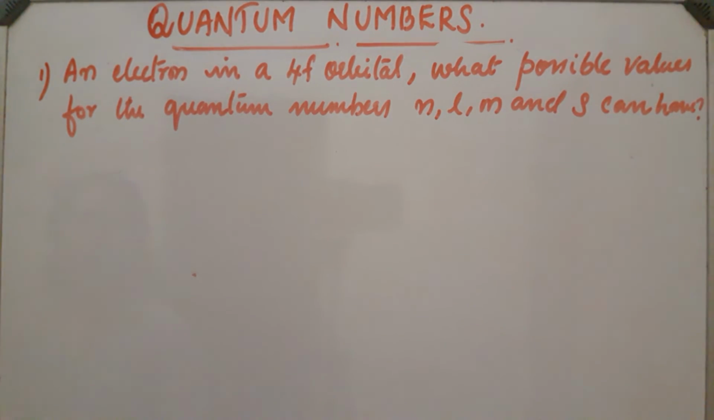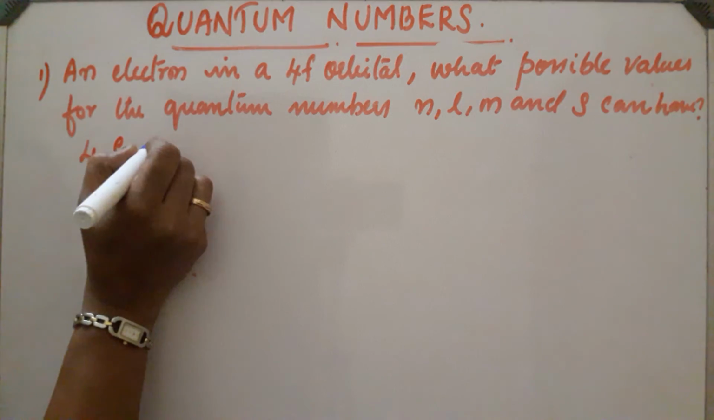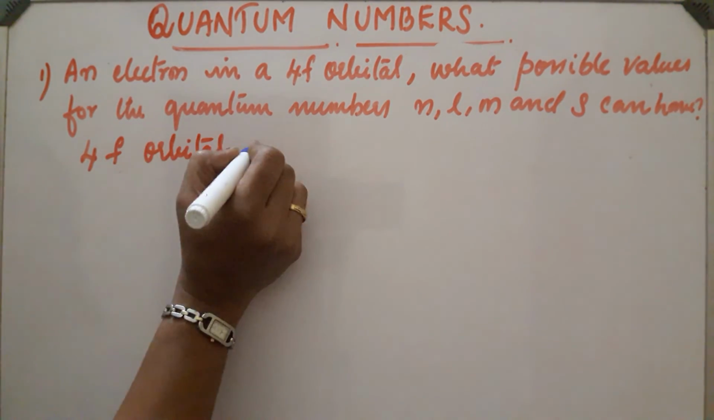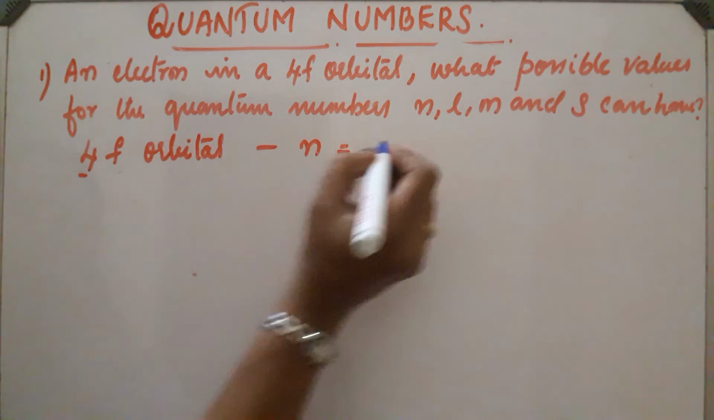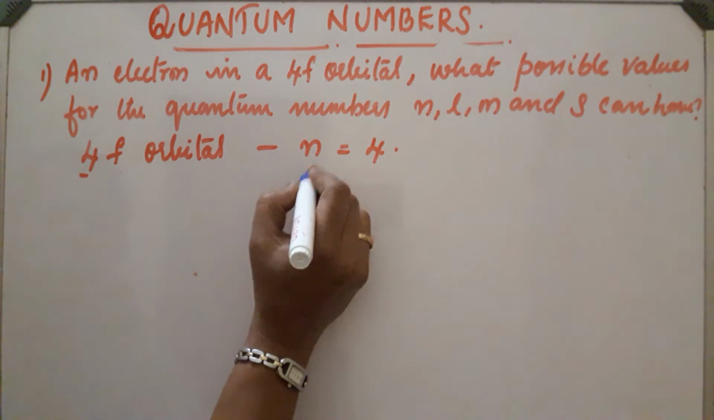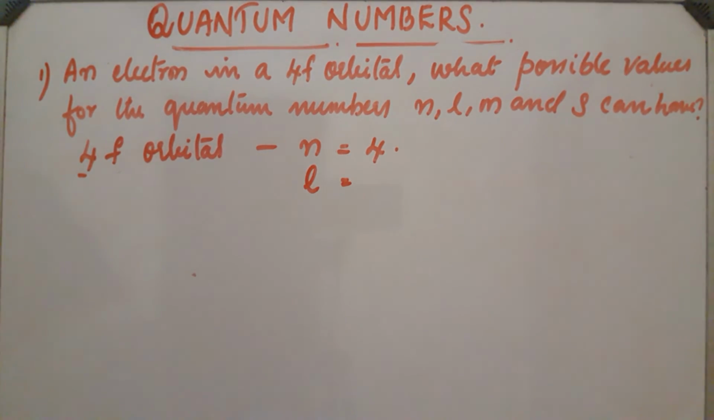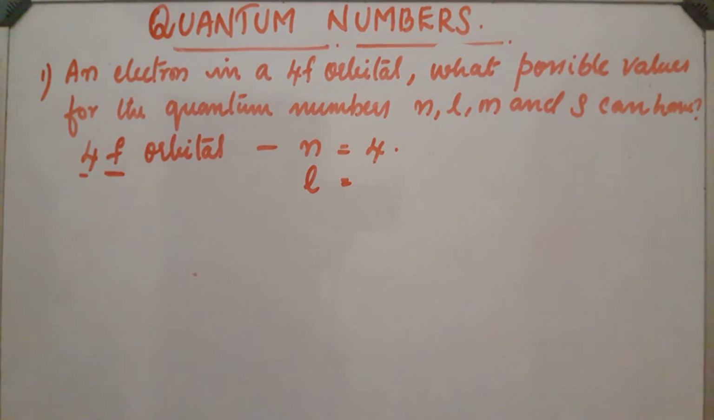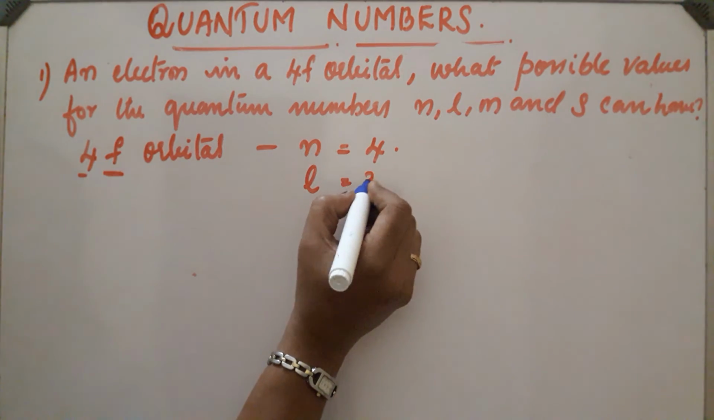Now let us do one problem based on this. First one: an electron in a 4f orbital. What possible values for the quantum numbers n, l, m and s can it have? So, 4f orbital. What will be the n value? N will be equal to 4. Now the next, L value. This is in the F subshell, that means L is equal to 3.